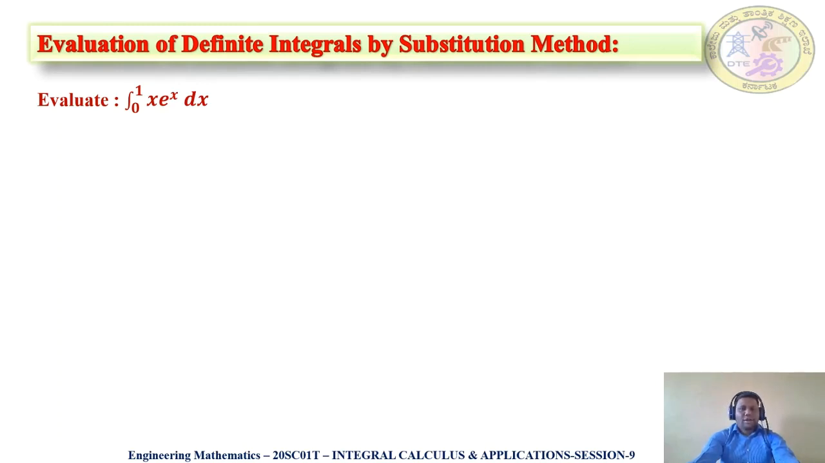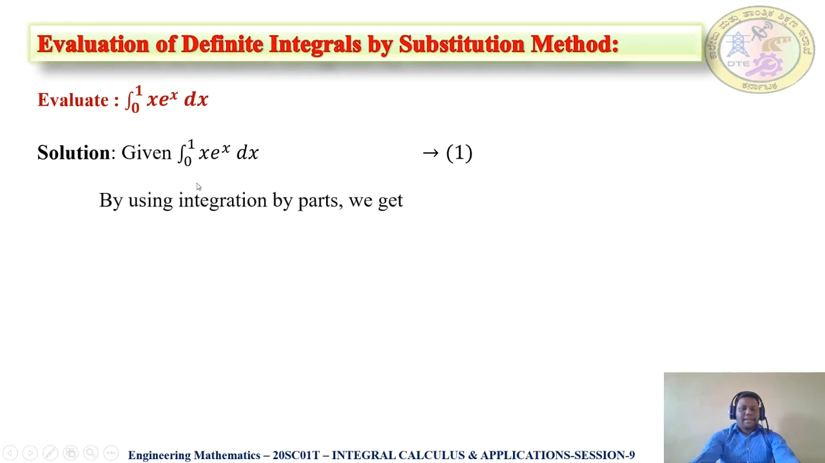Now we will evaluate the integral from 0 to 1 of x into e power x dx. This equation we solve by using integration by parts. The same method, we call it equation number 1. Then we know the integration by parts method, that means the integration of uv dx is u into the integration of v dx minus the integration of (the integration of v dx into the differentiation of u with respect to x) dx. And also there is the LIATE rule. Here there is an algebraic term, then an exponential term. So the algebraic term can be taken as the first term, and the exponential term can be taken as the second term.